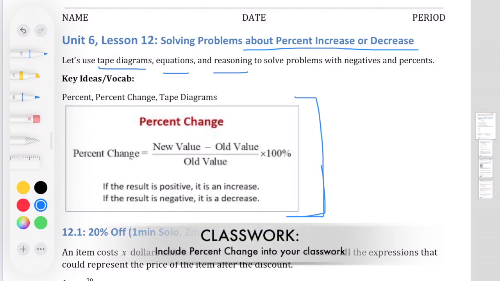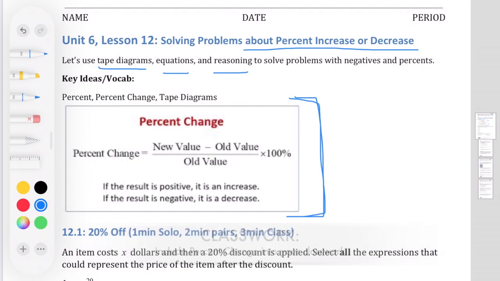So the first item that I want you to put in your classwork today is this right here. So make sure this goes in the top part of your notes or your classwork. Percent change, and tape diagrams. Last lessons we've covered tape diagrams, and so today we're really going to hit home on percent change, which we explored in a previous unit.